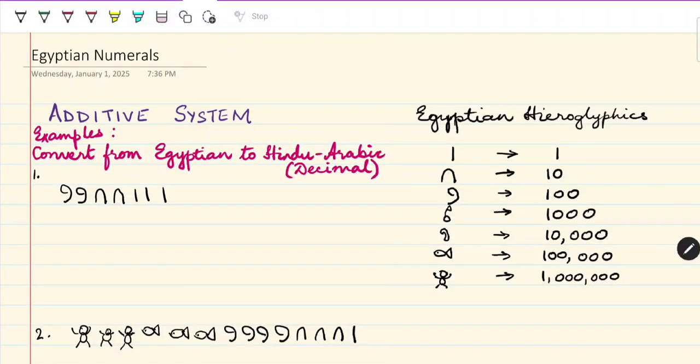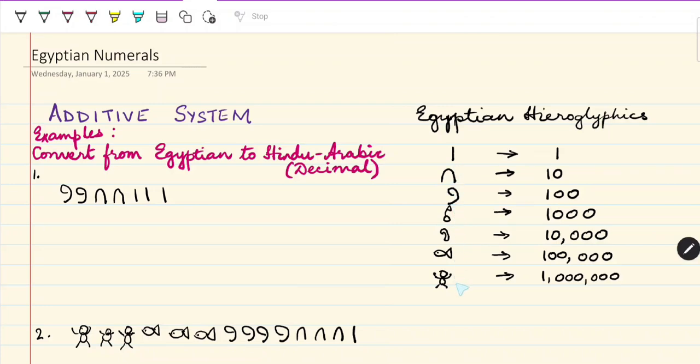Hello everyone. Today we are going to learn about a very ancient system of numeration, and that was the Egyptian system and the Egyptian numerals. Now the Egyptians followed what is called the additive system of coming up with the value of their numbers. The ancient Egyptian writing was known as hieroglyphics, and here I have put together the different numerals in the Egyptian number system.